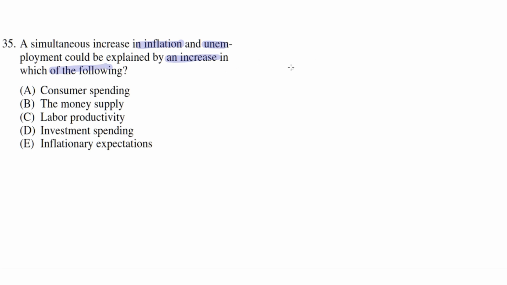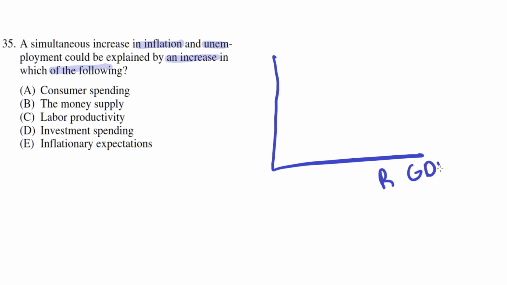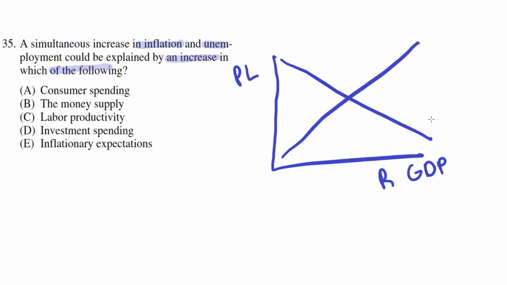So to answer this question, let's draw the aggregate demand and short-run aggregate supply model. For this model, the x-axis represents the real GDP, and the y-axis represents the price level. There are two sloping curves in this model. The downward sloping curve represents the aggregate demand, and the upward sloping curve represents the short-run aggregate supply.